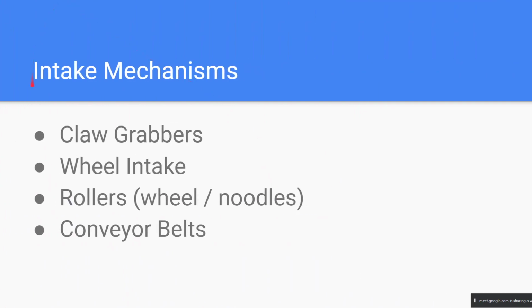Okay, intake mechanisms. Every year there's something you need to be intaking, an object that you need to be manipulating. This year it's the rings and the wobble goal. So there's not that many. There's probably others that I don't know about that are too creative. But now we're going to go over claw grabbers, the wheel intake, rollers, and conveyor belts.